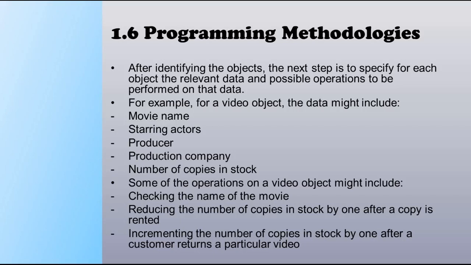For example, for a video object, the data might include the movie name, starring actors, producer, production company, release date, and number of copies in stock. Some of the operations on a video object might include checking the name of the movie, reducing the number of copies in stock by 1 after a copy is rented, and incrementing the number of copies in stock by 1 after a customer returns a particular video.